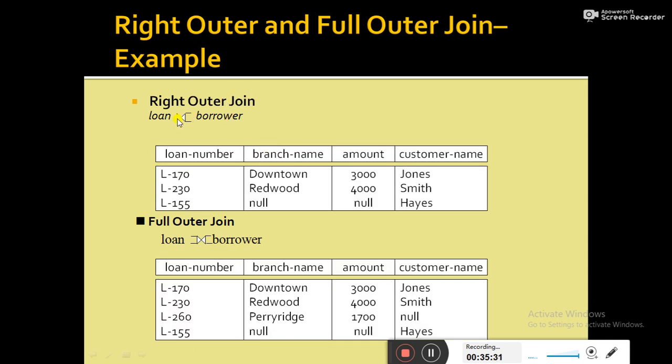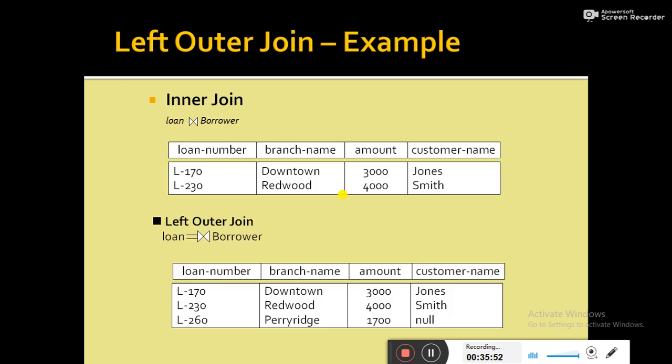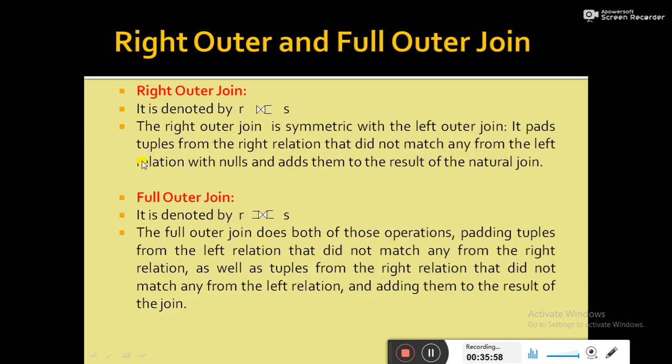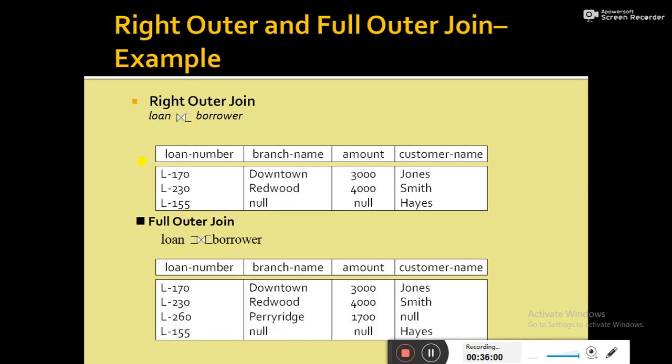Loan right outer join borrower means the right outer join also first performs the natural join operation between loan and borrower. That means L170 Downtown 3000 Jones and L230 Redwood 4000 Smith. This is the output of the natural join, if you remember that. So this total natural join output appears over here. This is the natural join operation.